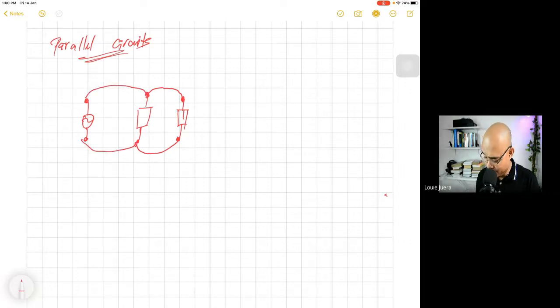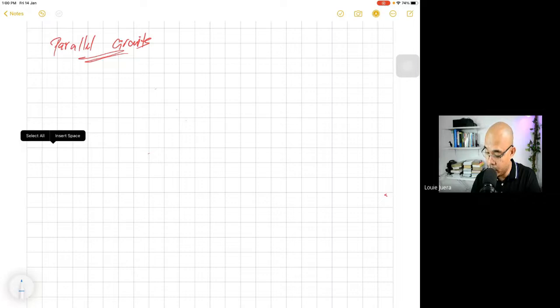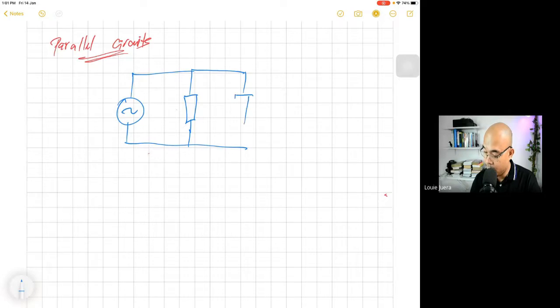Okay, let's try to rewrite this one, make it a little bit better. Let's say we have a voltage source here. The common application of voltage is in an AC format, so let's have an AC source here, and then we have some loads. We call this one the voltage source, and we call this one R1, same as the previous example, and this one R2. Now let's examine the properties of these parallel circuits with respect to voltage, current, resistance, and power, as we did in the previous lecture.